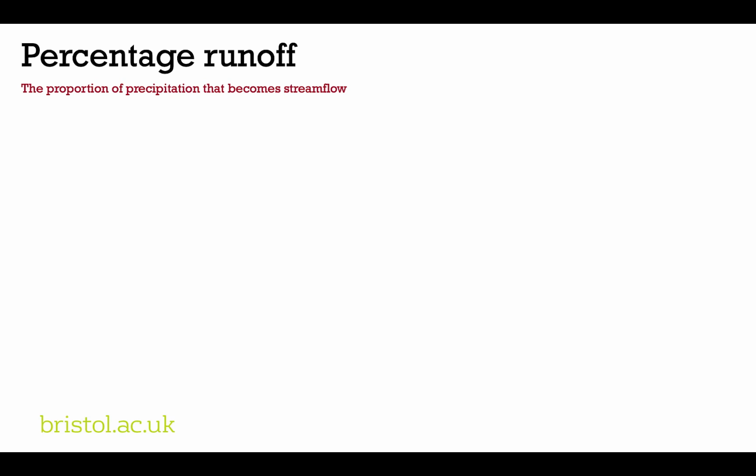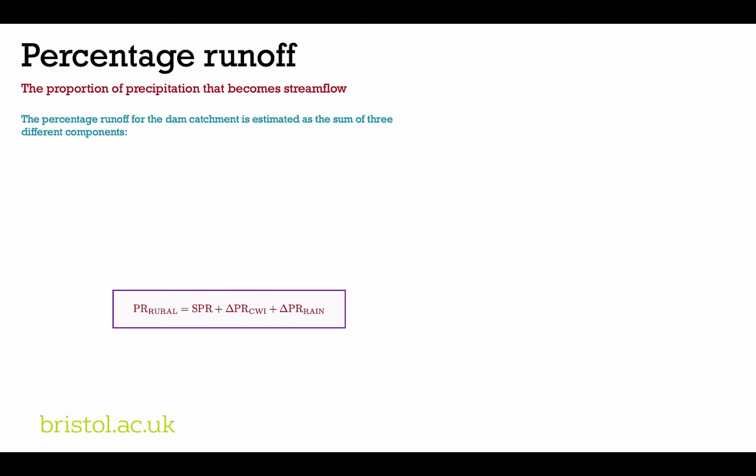Once we've found our value of P, we need to then be able to convert that into a value of excess precipitation. And we do that by considering the percentage runoff, and that is the proportion of the precipitation, our p-value that we've just calculated, that ultimately becomes stream flow. And this is estimated as the sum of 3 different components.